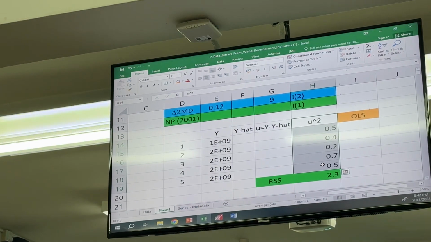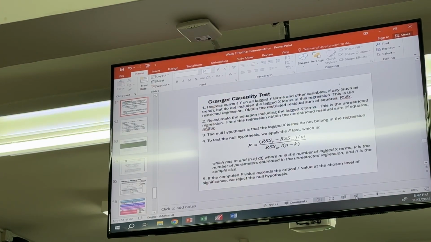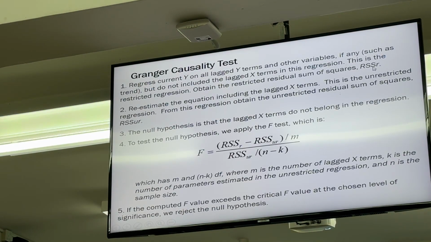So now, what is my difference? That's why I come up with this residual sum of squares. The gradual consolidated idea is this test statistic based on the F-test. Actually, it's a kind of Wald test.